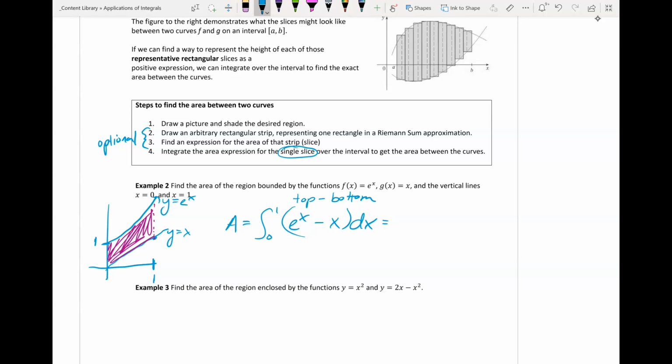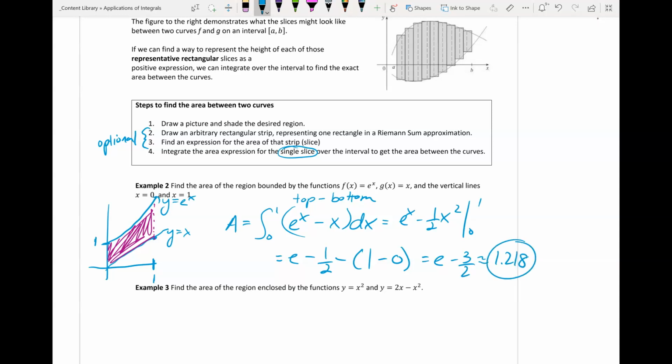We're going to go ahead and integrate. So the integral, or antiderivative of e to the x, e to the x. And for x, that's 1/2 x squared. I'm going to evaluate this from 0 to 1. So we can get e minus 1/2 minus e to the 0, which is 1, minus 0. So this will be e minus 3 over 2, which is about 1.218, and that's our final answer.